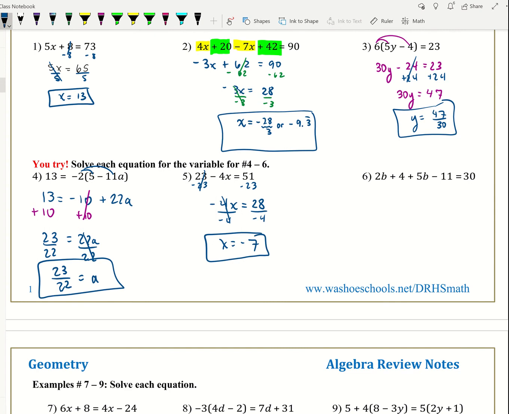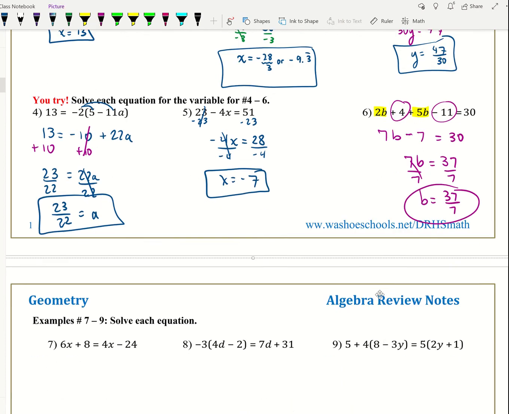Number 6, I've got variables on the same side that need to be combined. So I'll combine that to say 7b, and I'll also combine the constants. Minus 7 is what that will combine to, equals 30. I'll add 7 to both sides. You could write plus 7 plus 7. We're going to try and wean you guys off that. And then I'll divide both sides by 7. Doesn't go in evenly, so b is 37 over 7, or a little bit over 5.